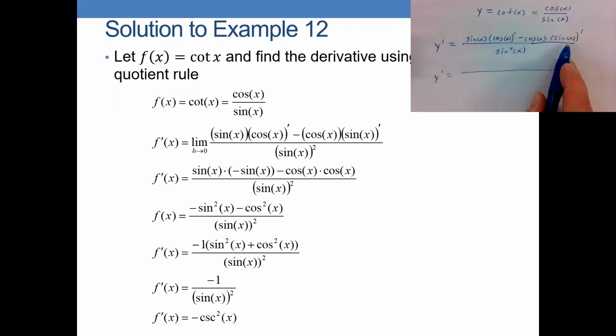Now I'll apply the rules. We're applying basically the same rules, it's just flip-flopped. The derivative of cosine is negative sine. The derivative of sine is cosine. So this will turn out to be sine of x times negative sine of x minus cosine x times cosine x.